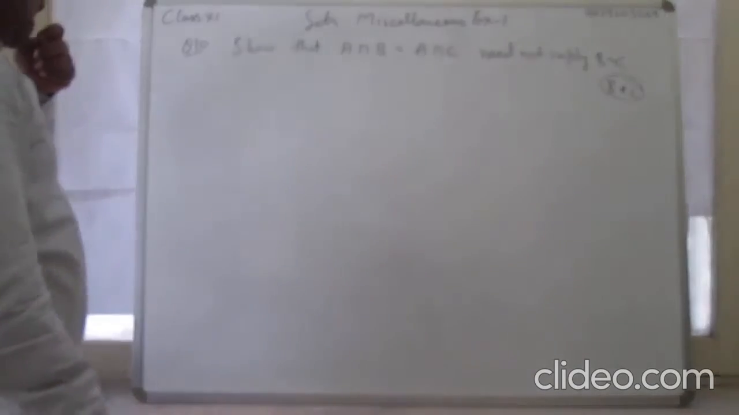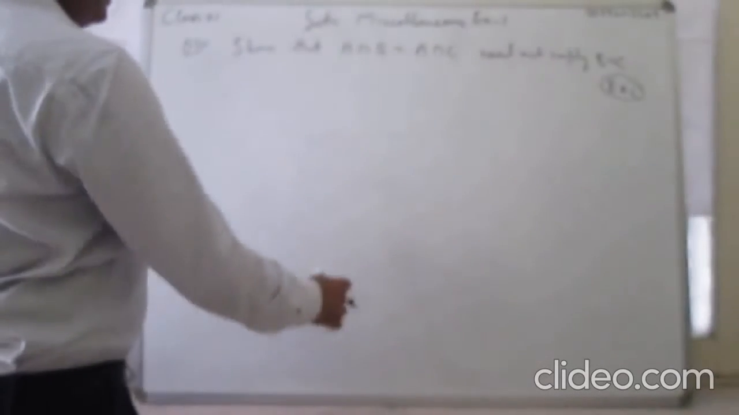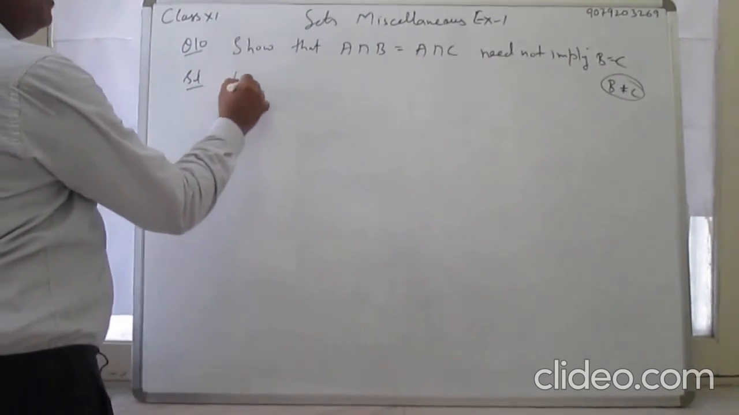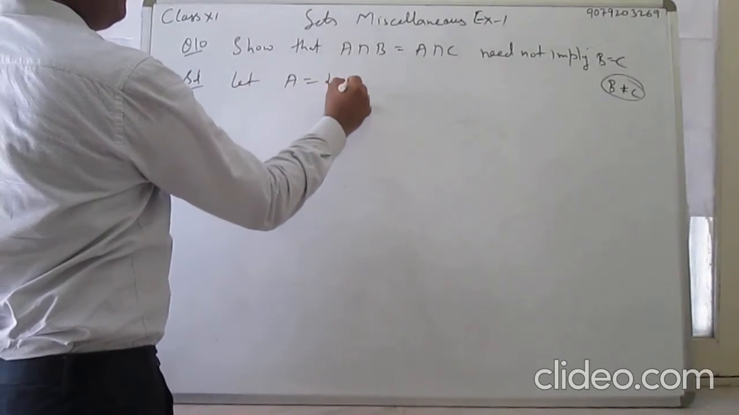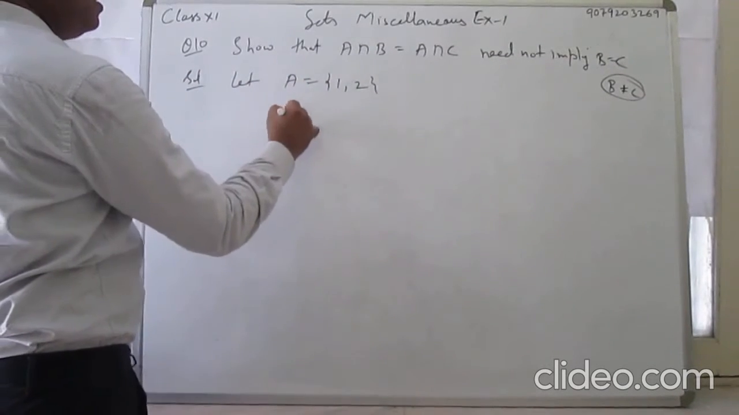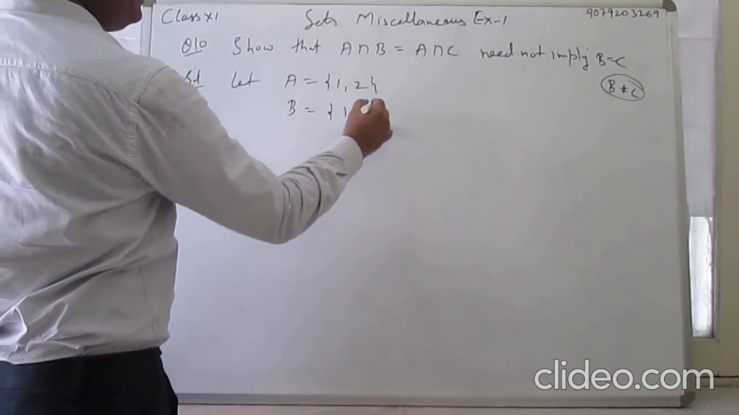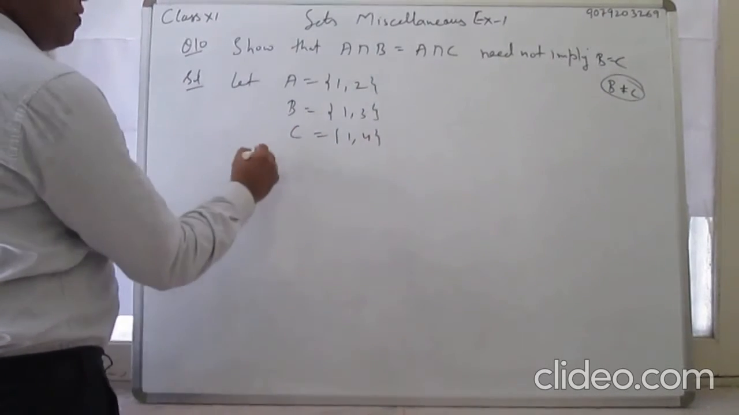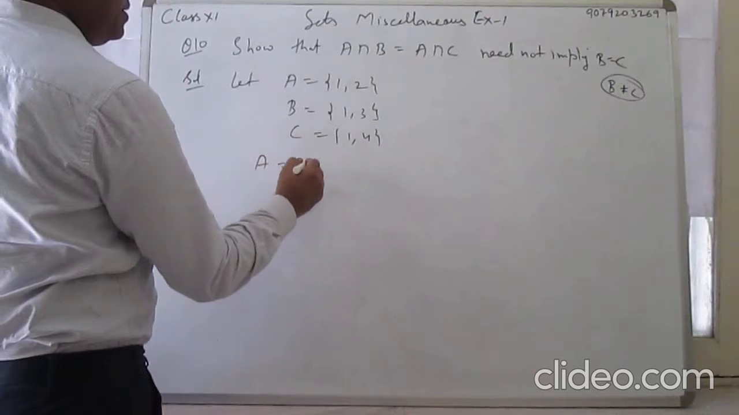Now I can solve this question with an example by taking sets A, B and C. Let A is equal to {1, 2}, B is equal to {1, 3}, C you can take {1, 4}. Now what is A intersection B?